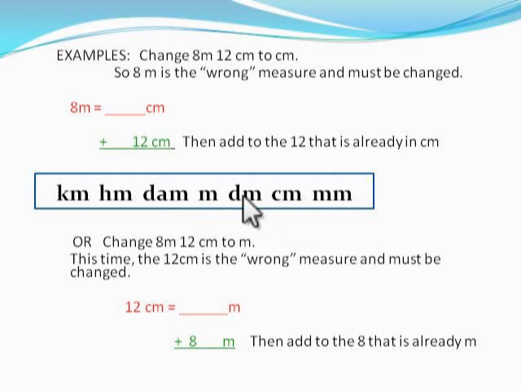And by what? It's going from centimeters to meters, which is 2 places over, so that's 10, 100. So 100, we're going to divide by 100. 12 divided by 100 is 12 hundredths, or 0.12. If we add 8 and 0.12, we get 8.12, or 8 and 12 hundredths of a meter.